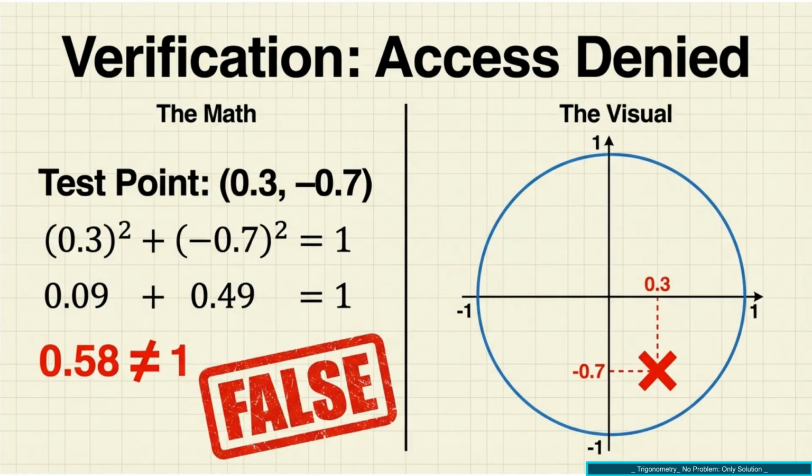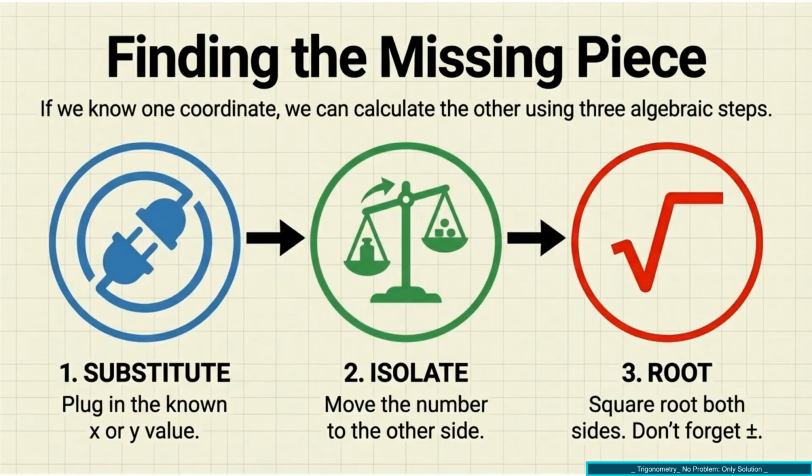However, for a test point like (0.3, -0.7), the result is 0.58, which does not equal 1, so access is denied. It means the point is not on the unit circle. To find a missing coordinate, we use 3 steps. Substitute the known value, isolate the variable, and then take the square root, remembering to include plus or minus.